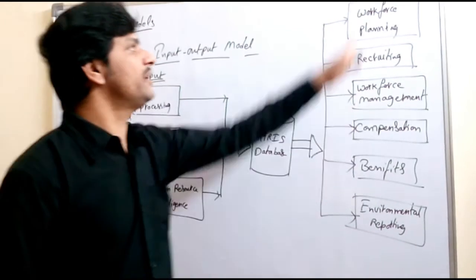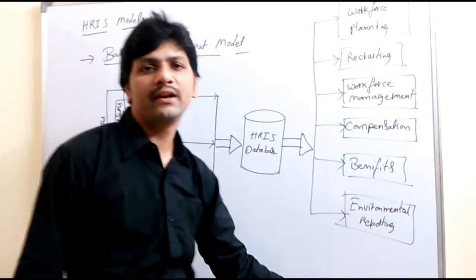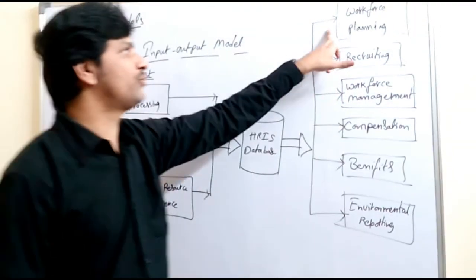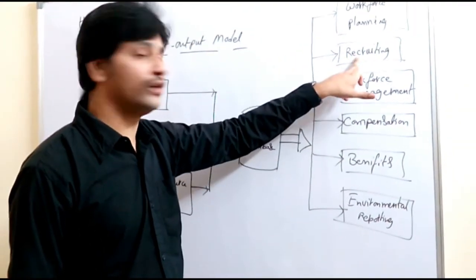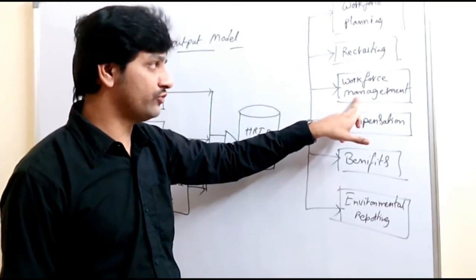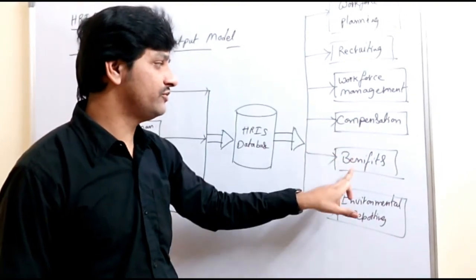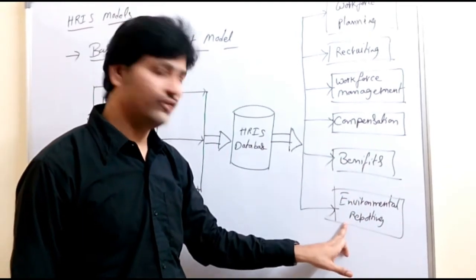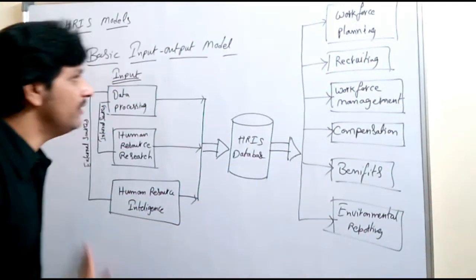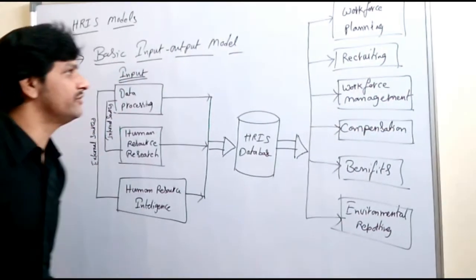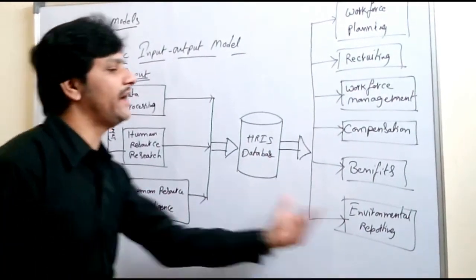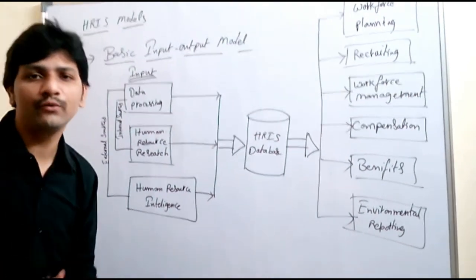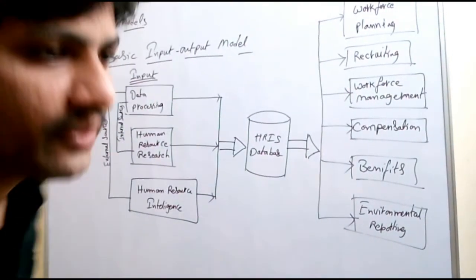In the output there are various benefits we get from HRIS. What are they? Workforce planning, and recruiting is the functionality. Workforce management, compensation meaning appraisals and benefits, and environmental reporting. So all of these are the output. This entire thing is one model among the HRIS models. Okay, we are going to understand the next important model.